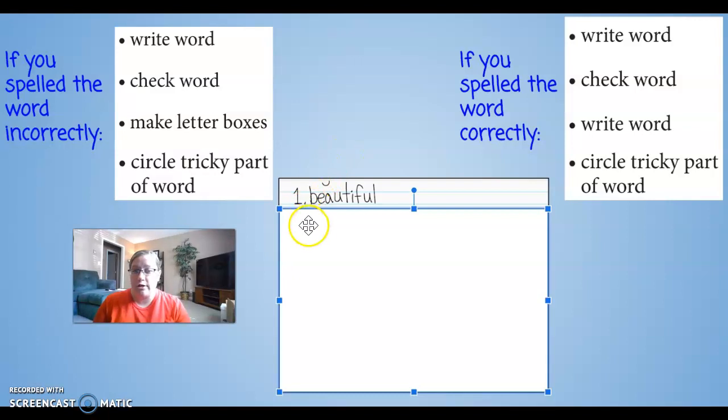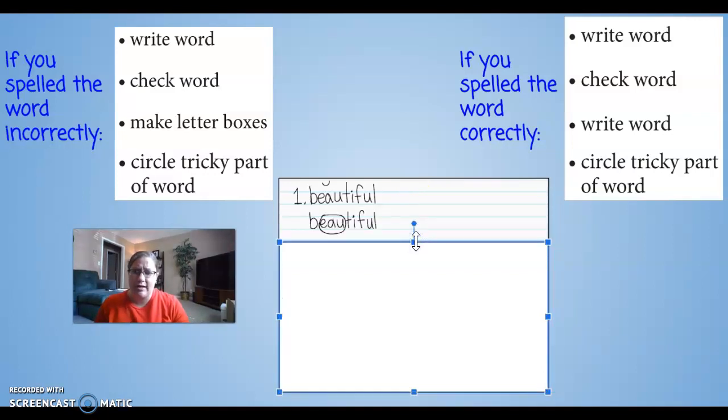The first word that you should have written on your piece of paper is beautiful. He seemed to spell it right. So we're going to look at the directions on this side here. If you spelled the word correctly, you should write the word, check the word with your high frequency list, write the word again, and then circle the tricky part of it. So what might have been tricky for this student? He thinks the E, A, and U was a little bit tricky. I agree. Let's look at the second word that he wrote.